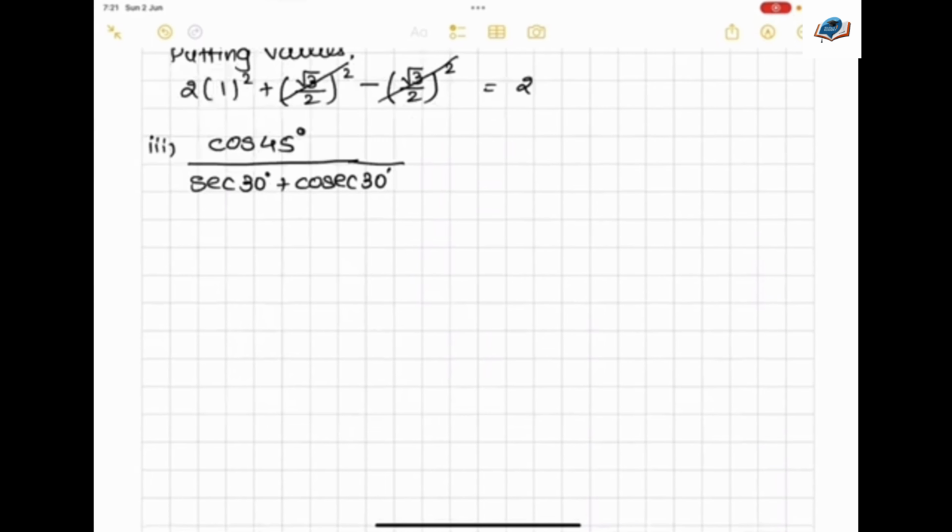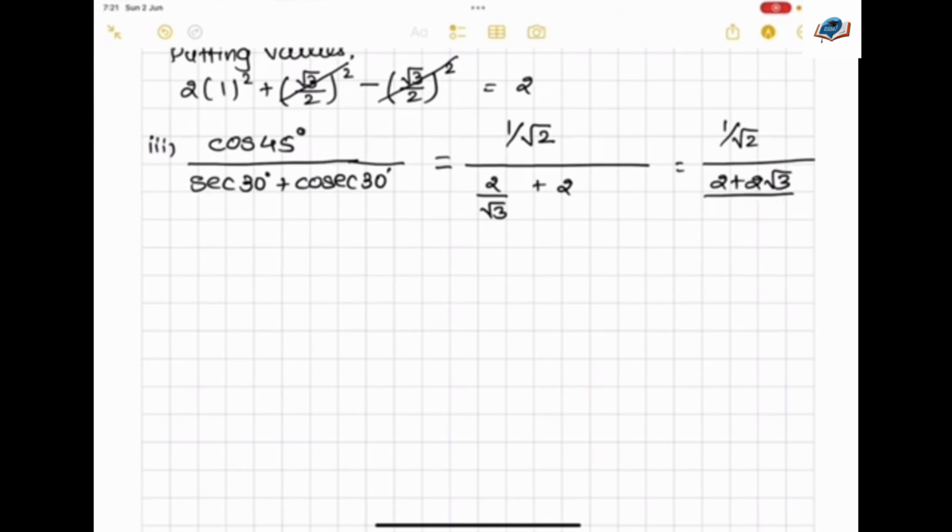Then third one is cos 45 upon sec 30 plus cosec 30. So putting the values directly, 1 by root 2 whole upon, sec 30 means 2 by root 3, plus 2 by 2. So that will be 1 upon root 2 into root 3 upon 2 plus 2 root 3, if I multiply with the reciprocal. So root 3 upon root 2 into 2 plus 2 root 3. So that will be root 3 upon 2 root 2 plus 2 root 6.